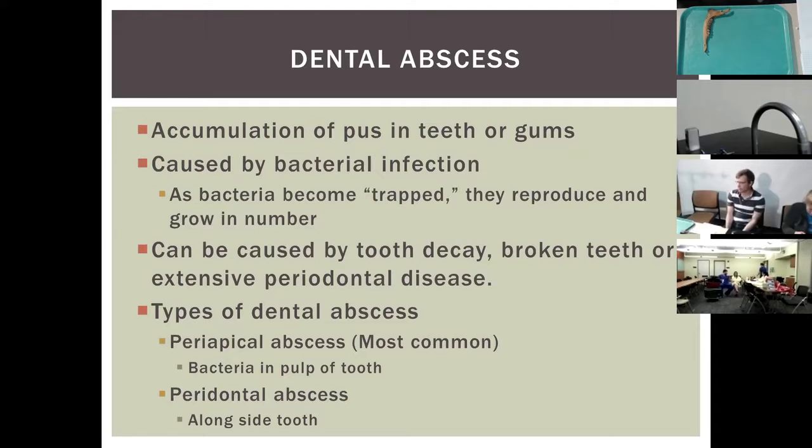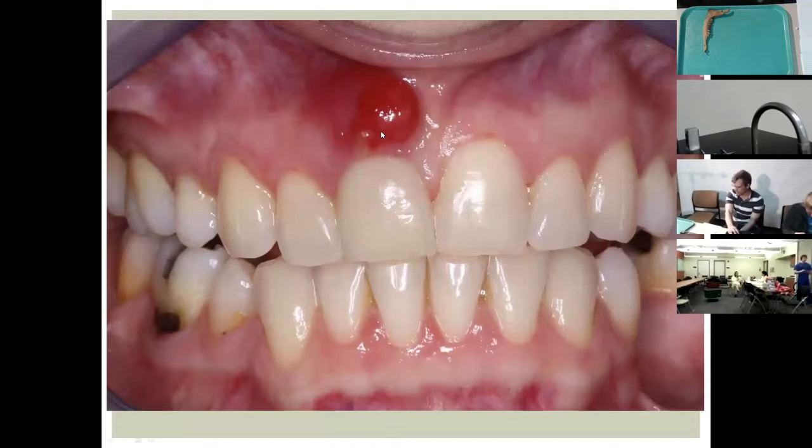This can be caused by a broken tooth or tooth decay or other disease. There are two types of abscesses that can occur. There's periapical abscess, which is the most common, and this occurs when the bacteria enters the pulp of the tooth. Remember, the pulp is where the nerves and the arteries and the veins are in the tooth. Or it can occur alongside the tooth, and that's called a periodontal abscess. So this is a periodontal abscess. You can see right above his incisor up here in the gum line, you have an abscess forming, and if you were to drain that, I'm sure you would see an accumulation of pus.